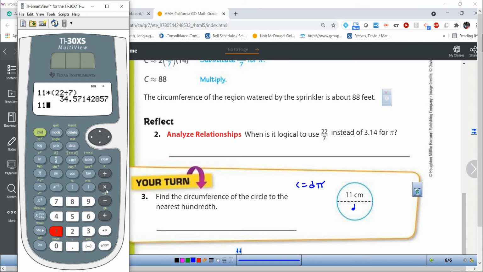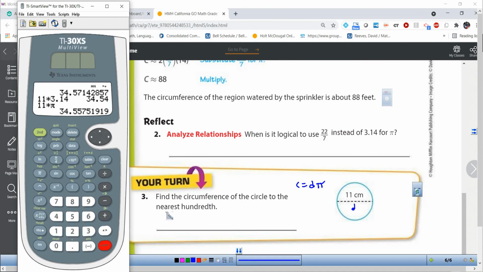What if we use 3.14 for pi? Then we get a number that is smaller, 34.54. And finally, my favorite is just to use the pi button on the calculator, because I know that's the most accurate we can get. And we get this value, 34.557, and so on. So all of those would be acceptable answers for this problem, because they didn't tell us.